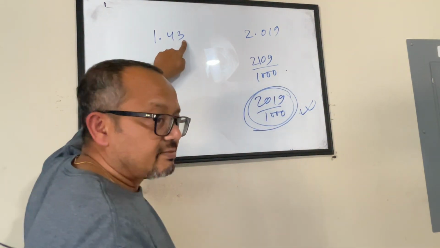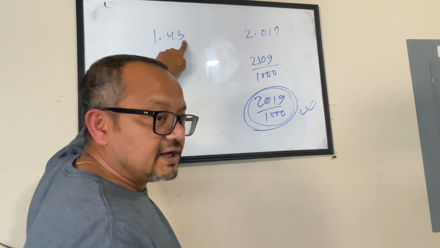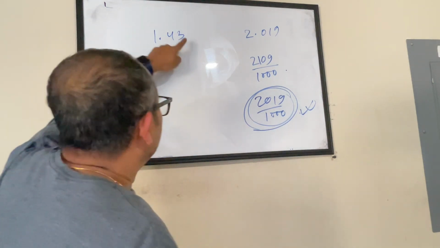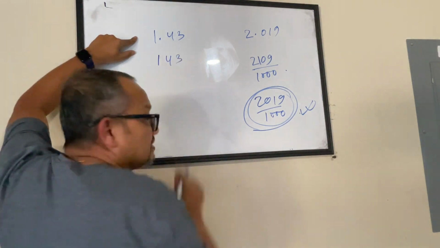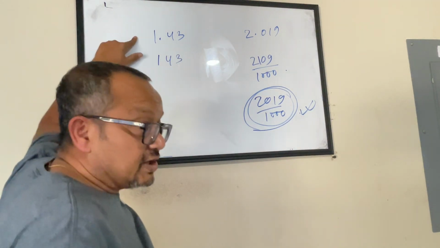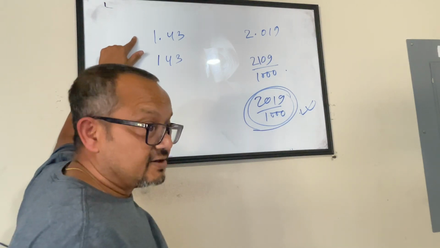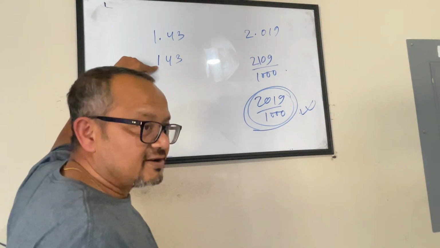I did not teach anything complicated. You cannot go wrong. And you have to put a lot of effort for going wrong actually. 1.43. Yeah, I got it, Salini. 1.43. And what did I say? Just write everything without the decimal. So it's 143. It cannot become 43, okay? 1 cannot disappear. Okay?